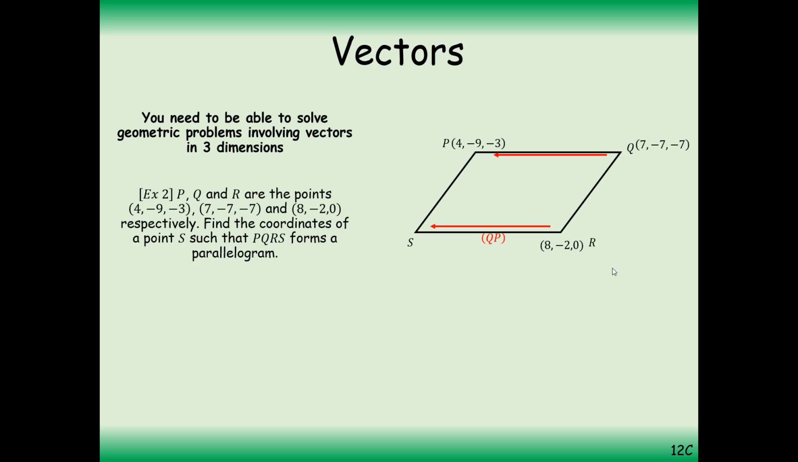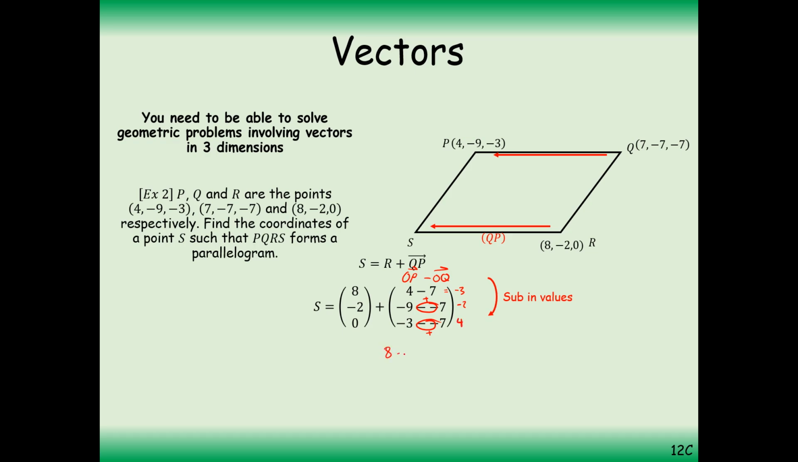You could have calculated vector Q to P and taken the position vector R and added Q to P to it to get to point S. I'll show you the working out. So position vector R is 8, minus 2 and 0, and working out vector Q to P means that we start with vector O to P and we subtract O to Q from it. 4 minus 7 is simply minus 3. Minus 9 plus 7 is a minus 2, and minus 3 plus 7 is a 4.